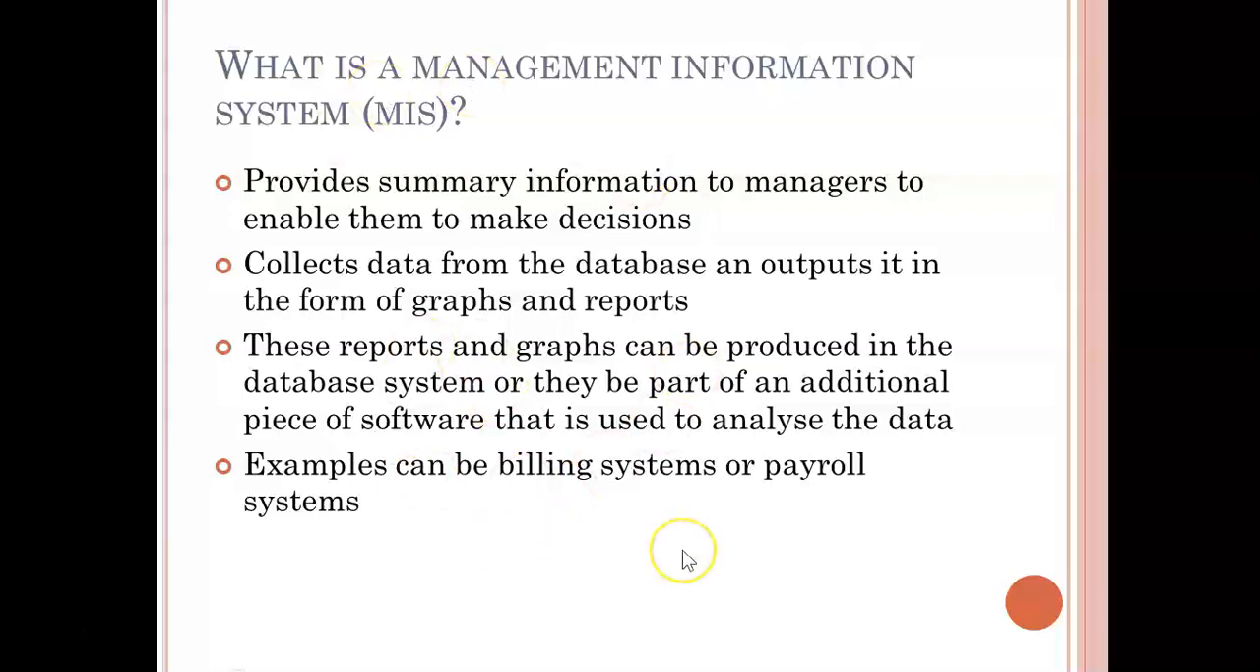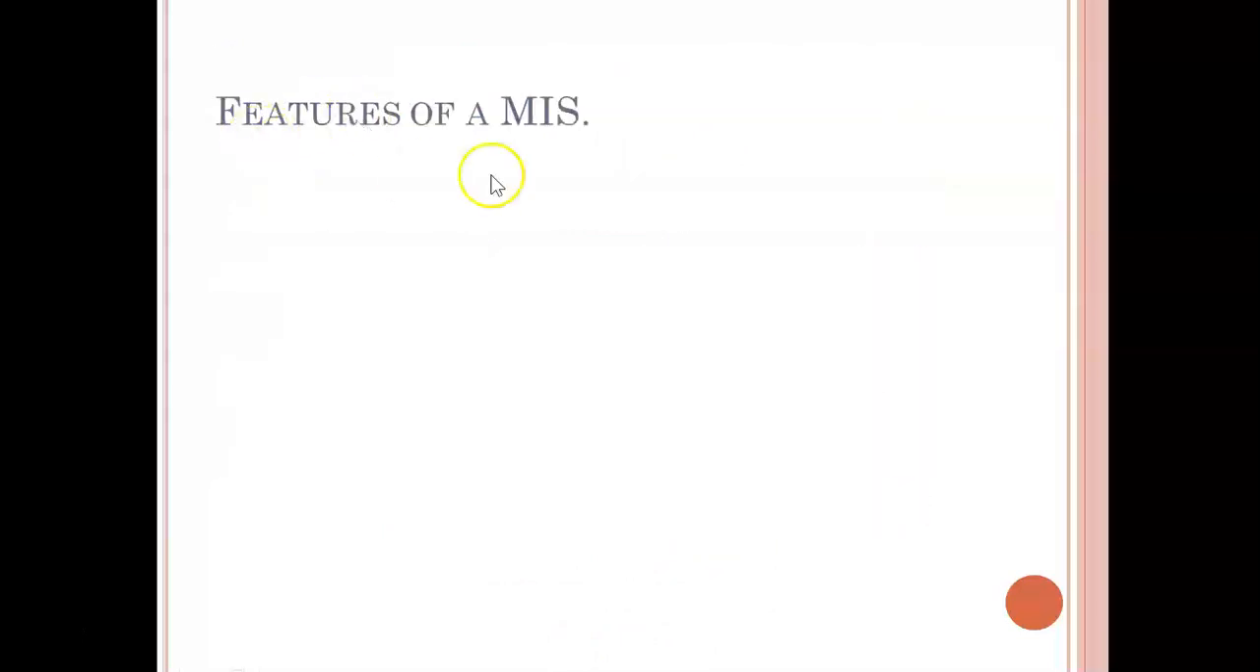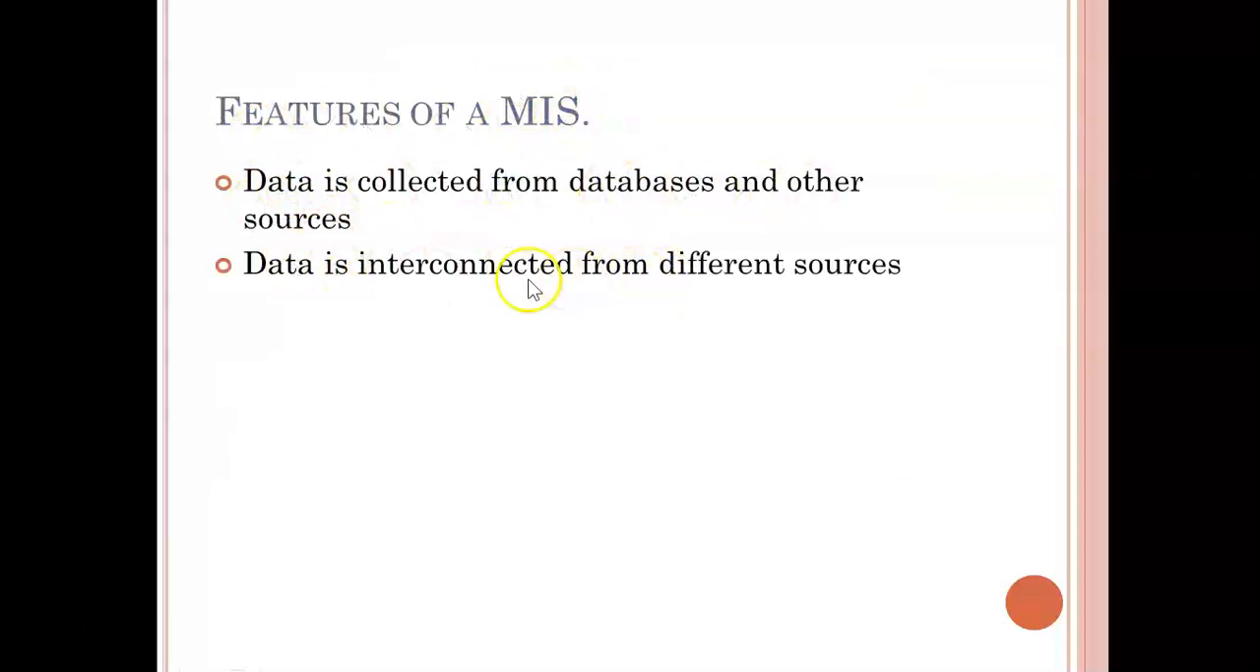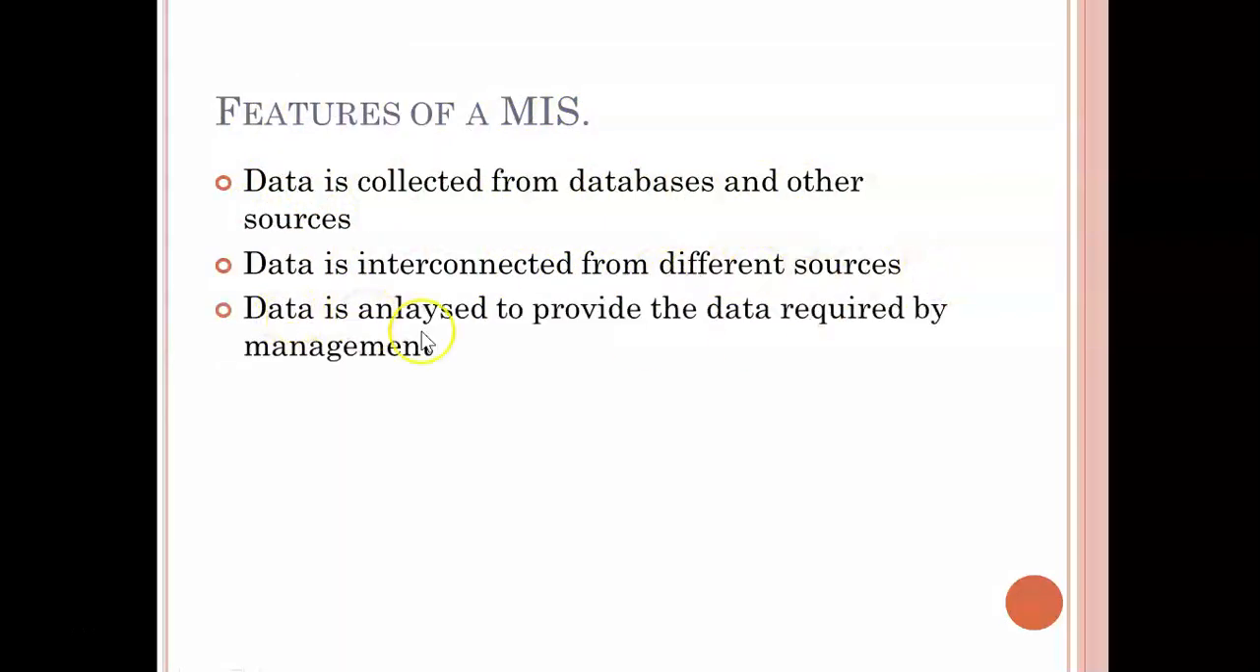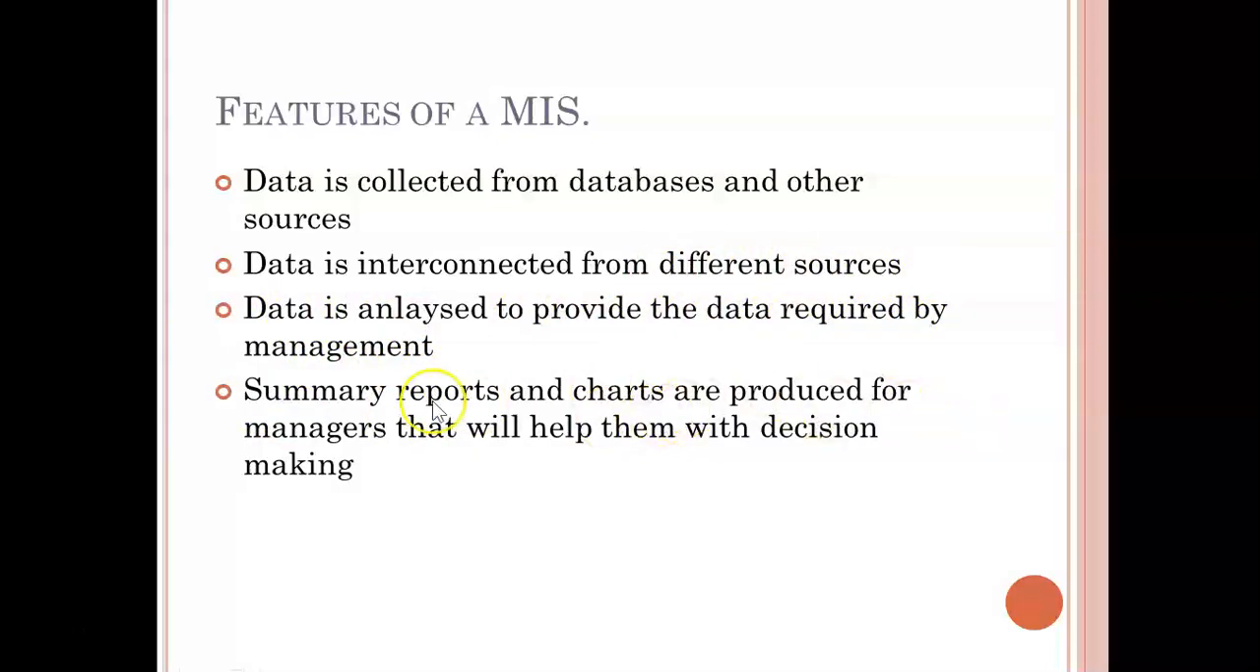Okay, so this is a very brief section. But let me know if you have any questions. There's still another slide coming up. Features of this type of system: data is collected from databases and other sources. Data is interconnected from different sources. Data is analyzed to provide the data required by the management team. Summary reports and charts are produced for managers that will help them with decision making. So pretty much this whole process is analyzing data to help people make a decision. That's the purpose, mainly from our textbook point of view, of an MIS system.